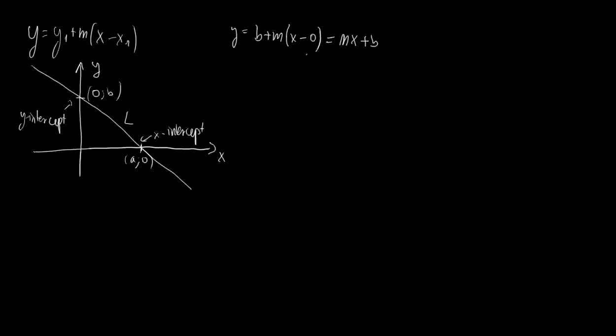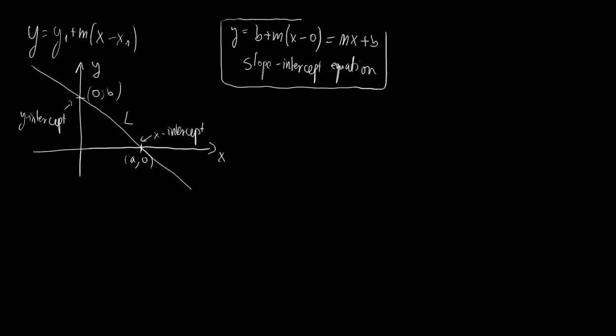And now why is it equal to this? Because if you substitute the 0b point into the point slope equation, then you get this equation, and we call it the slope intercept equation. So the slope intercept equation, and it's really useful. You will realize that later.